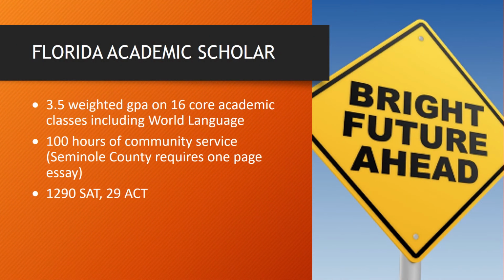Now let's talk a little bit more about the scholarship levels. The Florida Academic Scholar, which is the highest level award, requires a 3.5 weighted GPA on 16 core academic classes, including world language, 100 hours of community service, and SAT scores of 1290 or a 29 on the ACT. And with the SAT, they're only looking at the evidence-based reading and writing score combined with the math score.